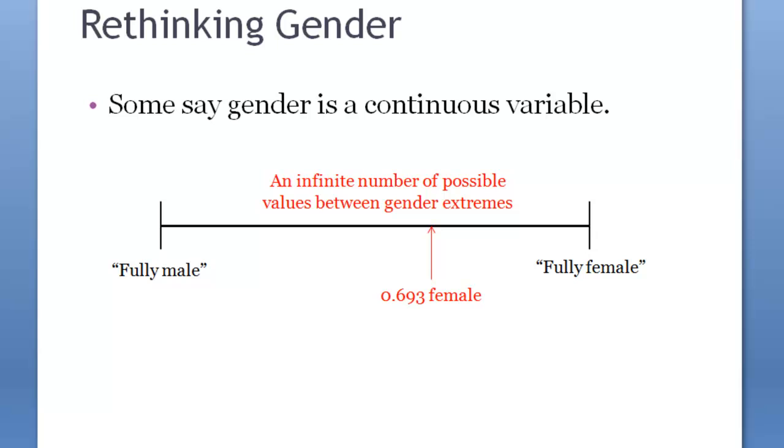Gender is not, okay, fully male, fully female, 0.693 female. But then again, that's a little stretching. I would say masculinity scale, something like that. Instead of calling it male and female, I would say muscular, feminine. I use different words for that.